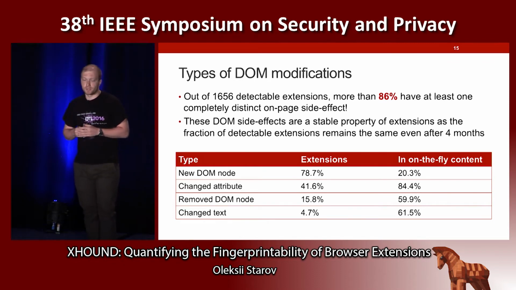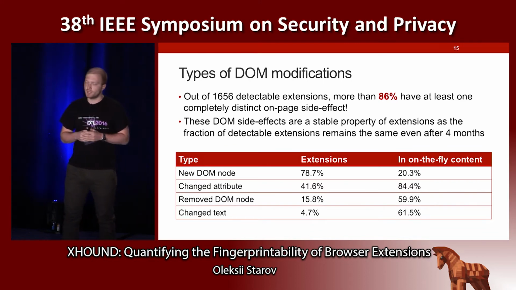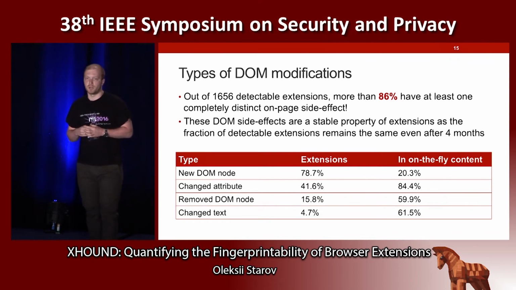Next, on the table, we can see that the most popular modification is the addition of some DOM elements, some additional content. And the second one is changing attributes of some particular DOM elements. And actually, this second type of modification was discovered largely because of the use of our on-the-fly DOM library.